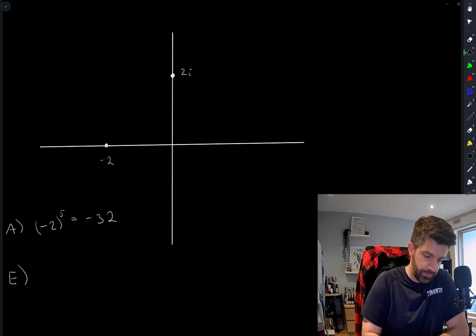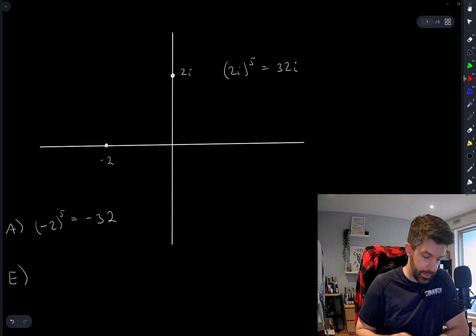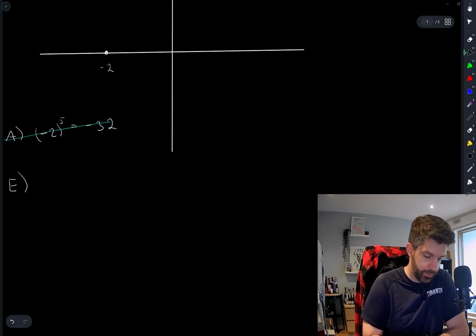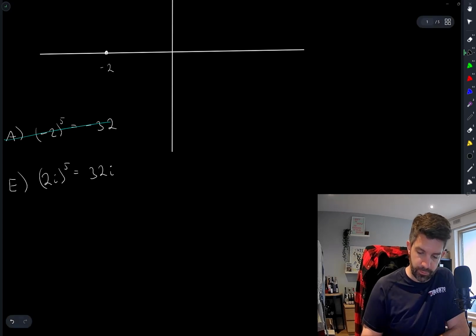1, 2, 3, 4, 5. So 2i to the 5 is equal to 32i, which has a real part of 0. So that in fact means option A can't be correct. So that real part of 0 is winning so far.